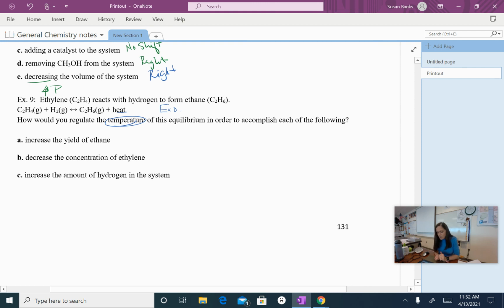Okay. What if I wanted to increase the amount of ethane? I want to increase this. So I want this to shift right. How would I do that? By just using the heat. Heat is a product, so if I want it to shift right, I'm going to remove the products. So if I remove the heat, that is the same as lowering the temperature. So I would lower the temperature here.